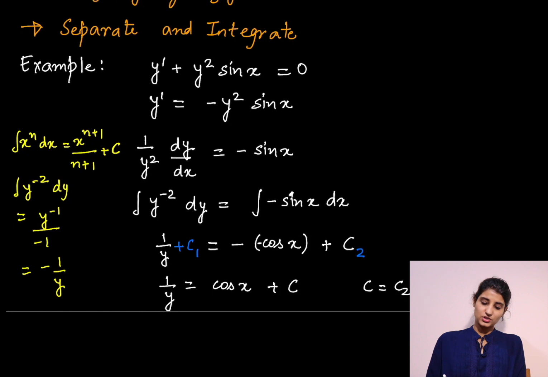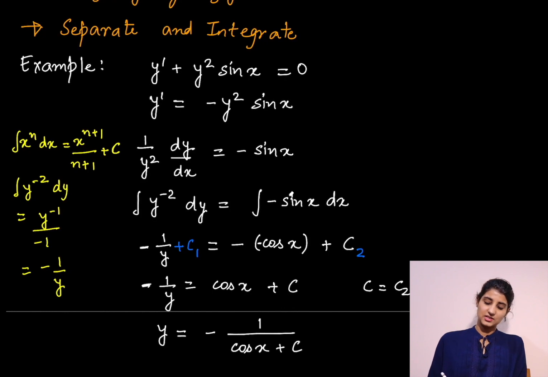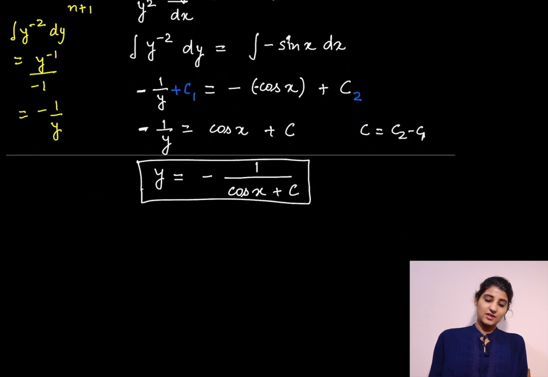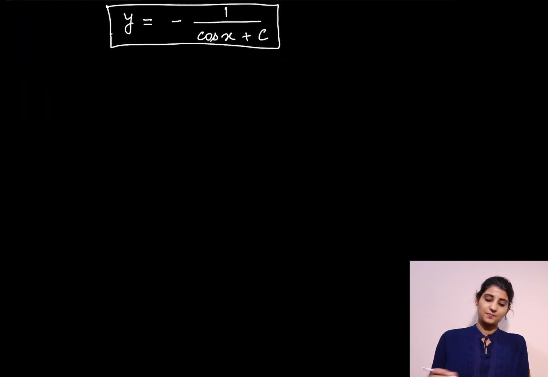So our solution is y equal to, don't forget this negative sign, we had a negative sign over here, so y is equal to negative 1 over cosine x plus c. This is our final solution. Super easy, right? Let's see one more example.